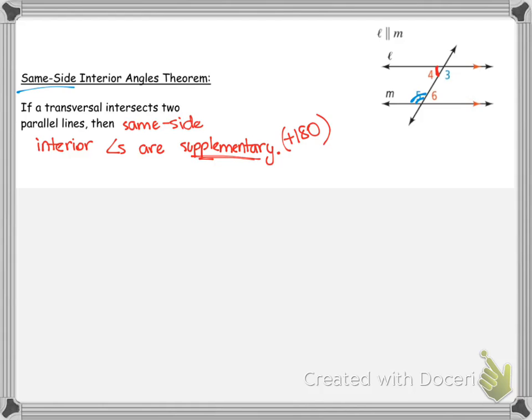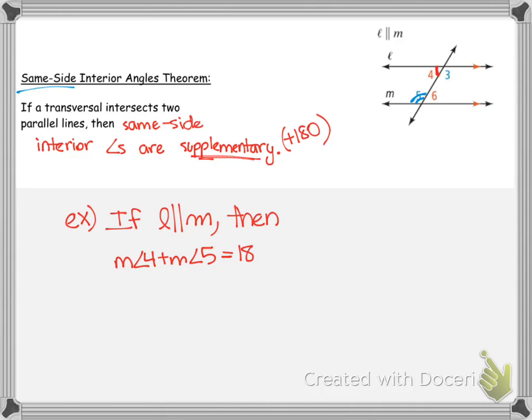So for example, we know that if L is parallel to M, then the measure of angle 4 plus the measure of angle 5 has to be 180 degrees. Those have to be supplementary angles. Likewise, we know that the measure of angle 3 plus the measure of angle 6 is also 180 because those are same side interior angles.